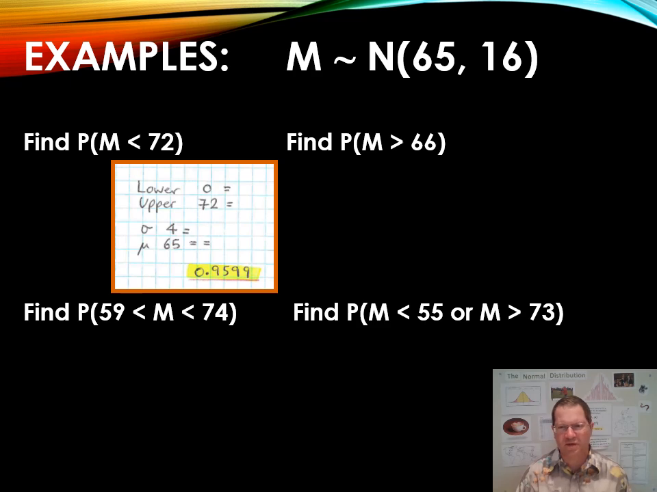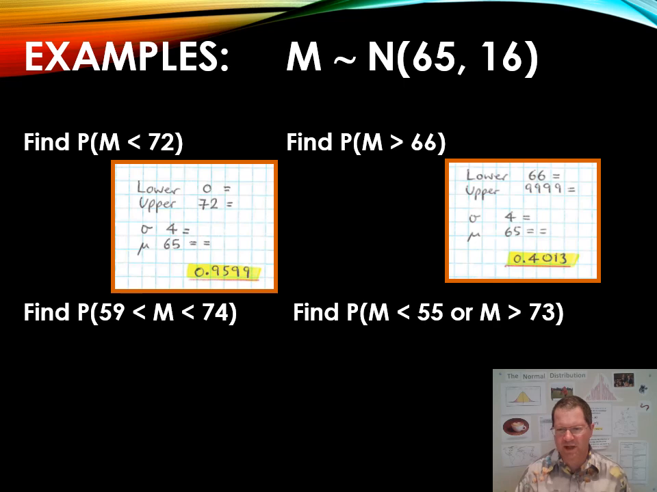The standard deviation is 4, because it's the square root of the variance, and the variance is 16, and the mean is 65. So don't forget we have to press equals twice in order to get a probability, and the answer is 0.9599.